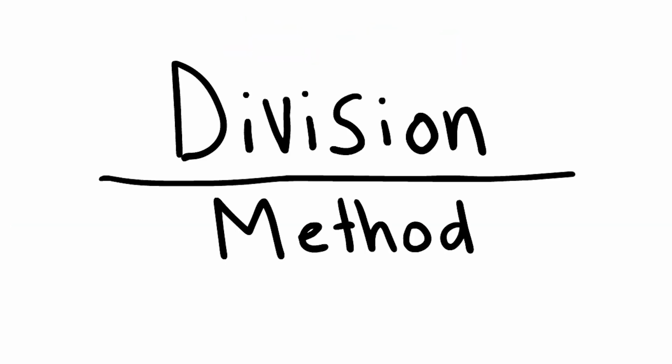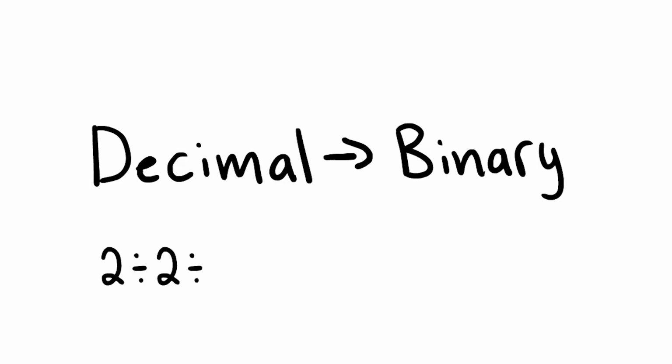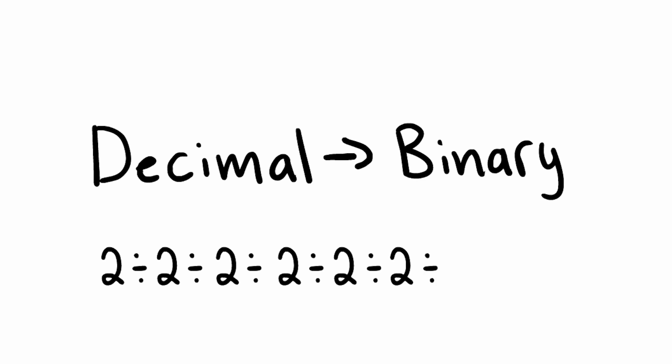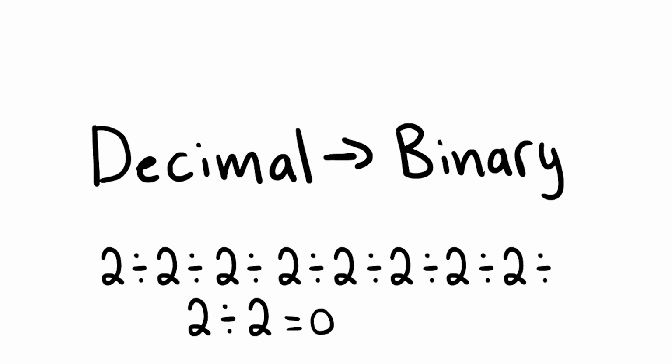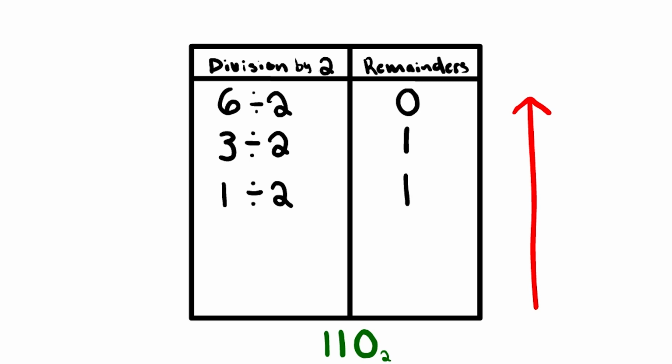Moving on to the division method, make a table like this one. For decimal to binary, keep dividing by 2, making sure you don't go below 0. Once you go below 0, stop. If you divide by 2 and there is no remainder, put a 0 in the remainders column. If there is a remainder, put a 1. Once you're finished, collect the remainders from the bottom up, and there's your binary number.